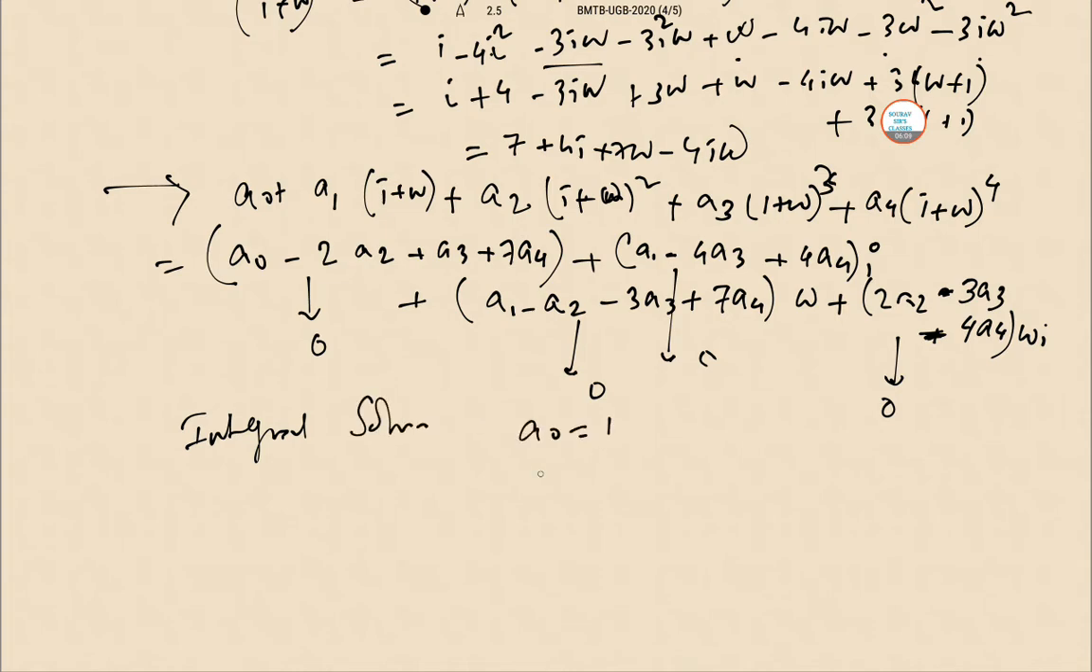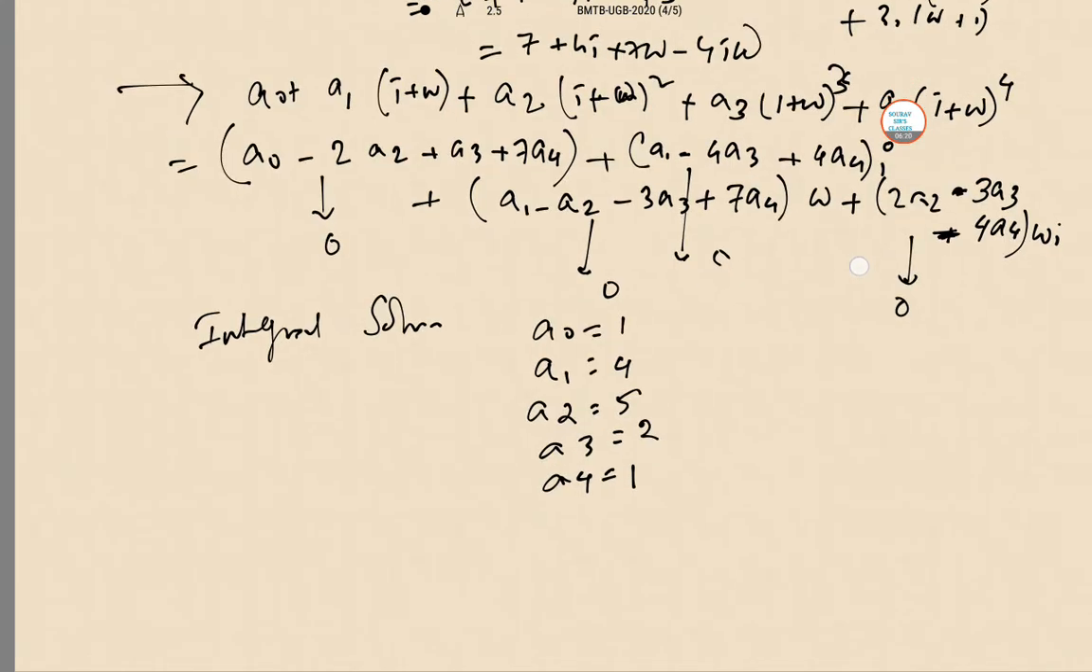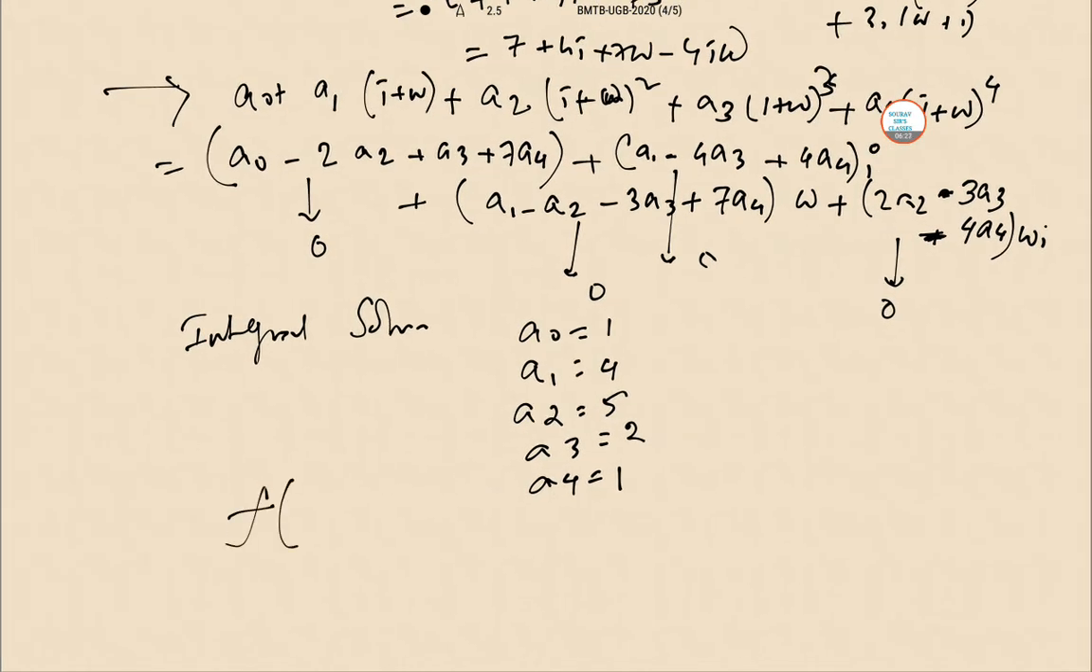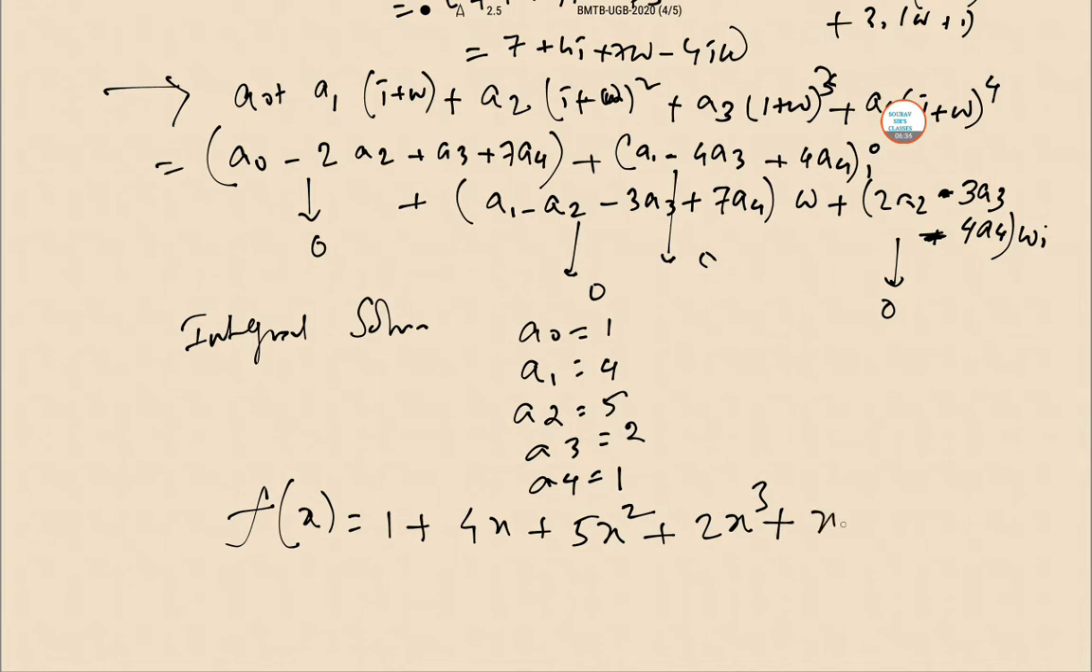So the integral solutions are, if you solve it, you will get a0 equal to 1, a1 equal to 4, a2 equal to 5, a3 equal to 2, and a4 equal to 1. So obviously the answer is f(x) = 1, that is a0, then a1x, so 4x, a2x², 5x², a3x³, and a4x⁴. That's the first question's answer.